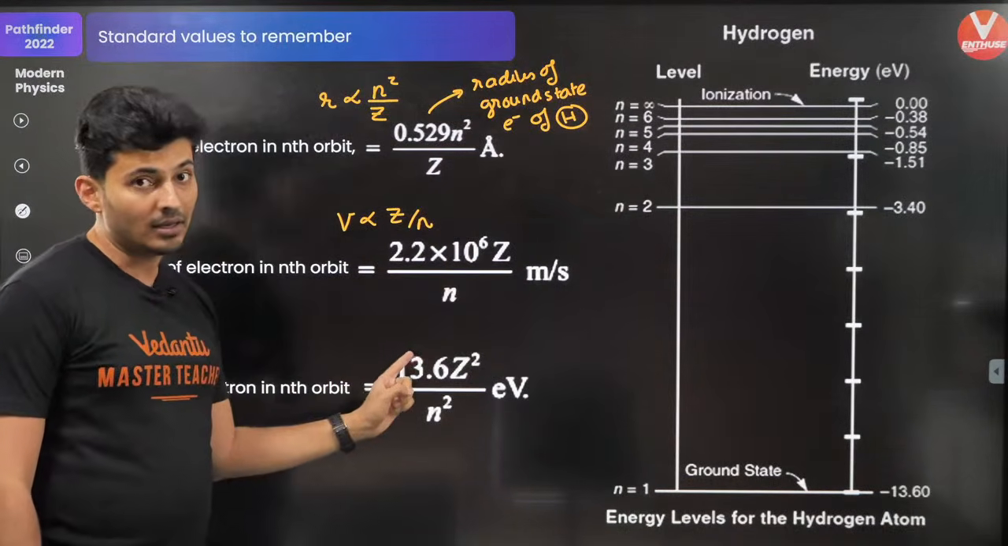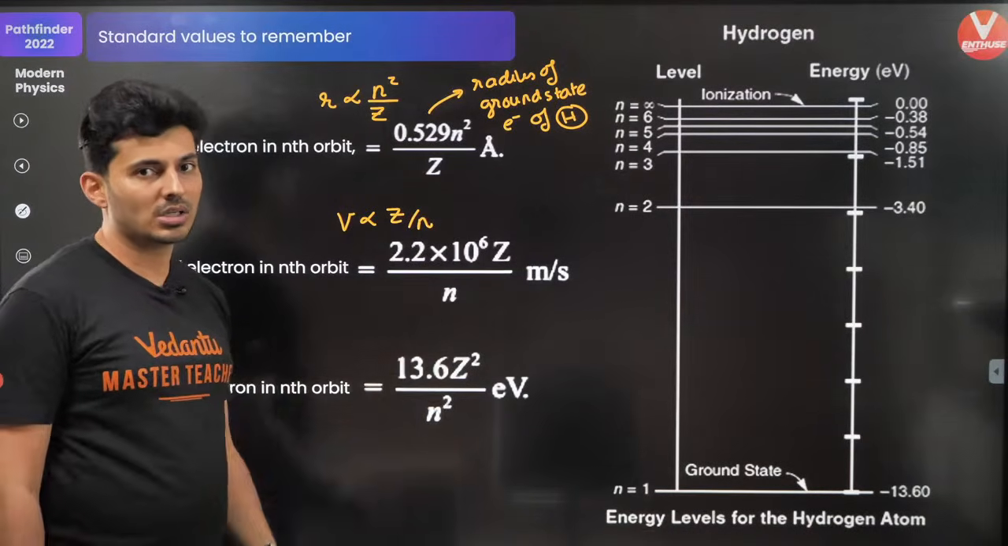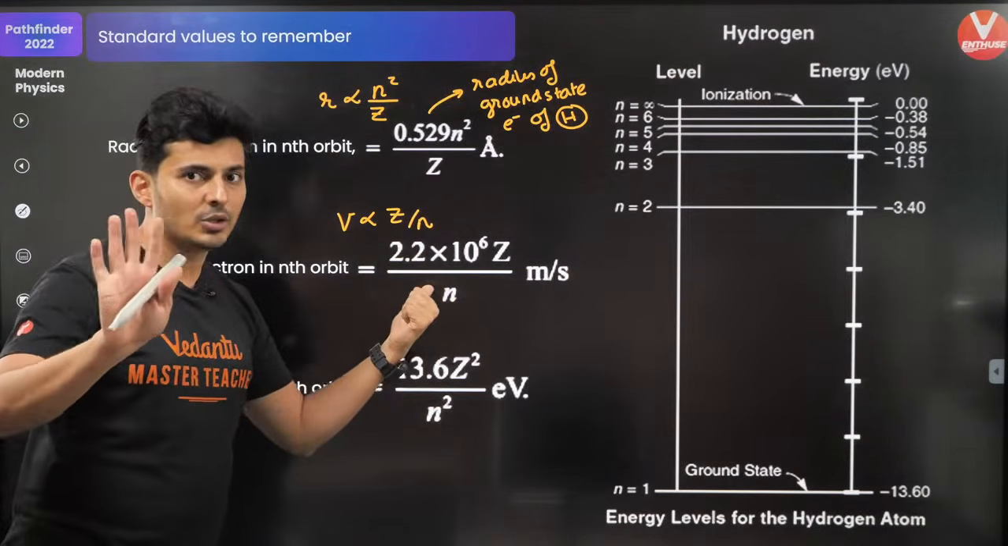Because if z is 1, n is 1, that's it. That's hydrogen in ground state. Okay, so that makes sense. That's the value you should remember.